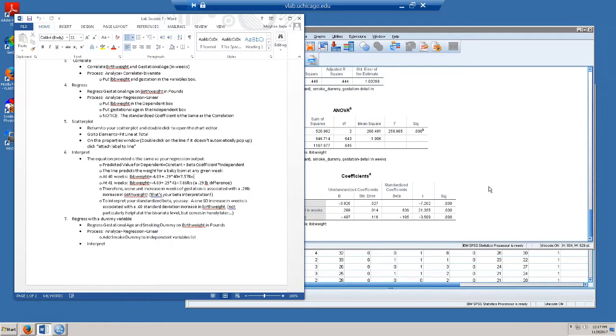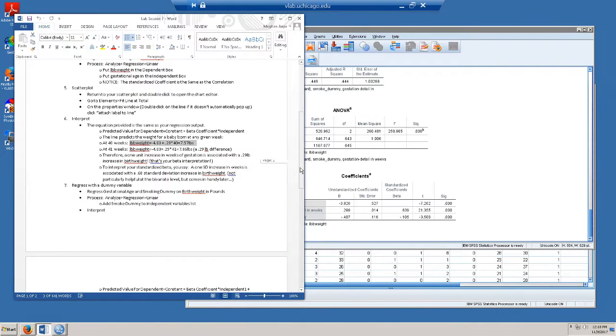That it's different from what your output was. Oh yeah, that's the next one. I backtracked. Okay, so this is for all, not just non-smokers. This is for everybody. Not controlling or taking into account smoking yet.